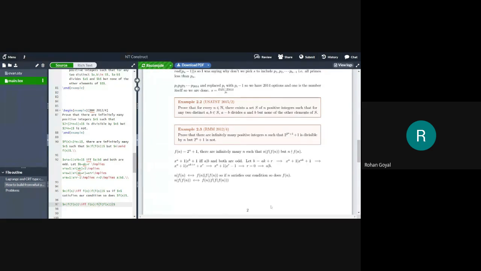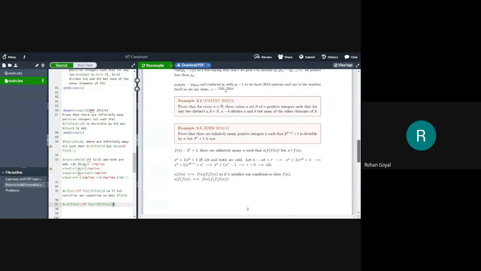Okay, so if n satisfies the condition, so does f of n. Is this clear? Okay, great. Now comes the main part. You just need to find one number now. As soon as you find one that satisfies the problem, you're done, because n implies f of n, which implies f of f of n, and so on.